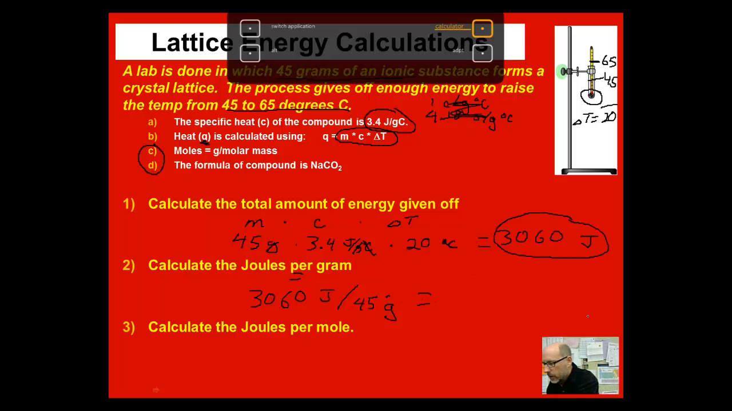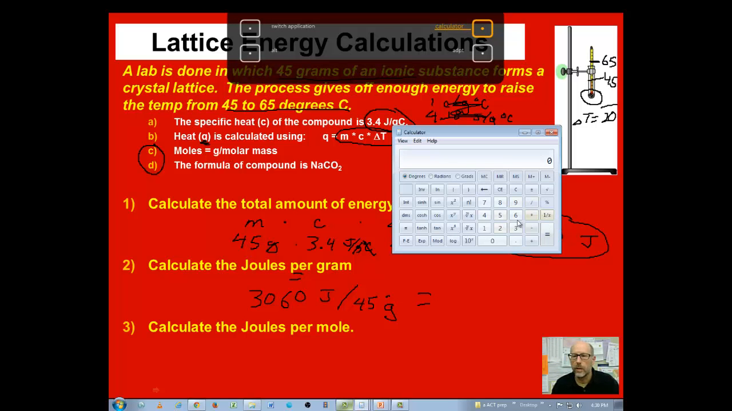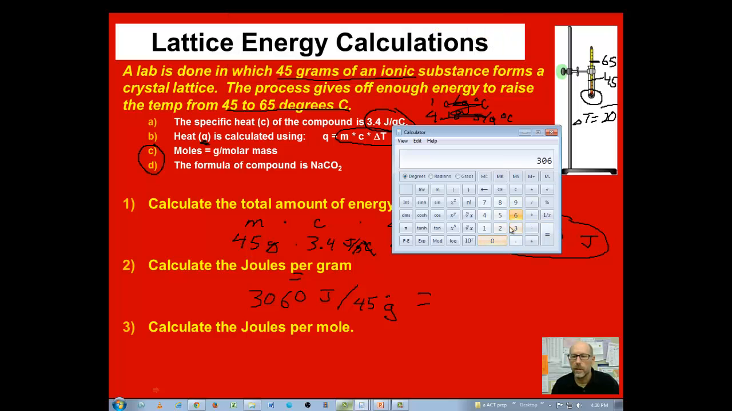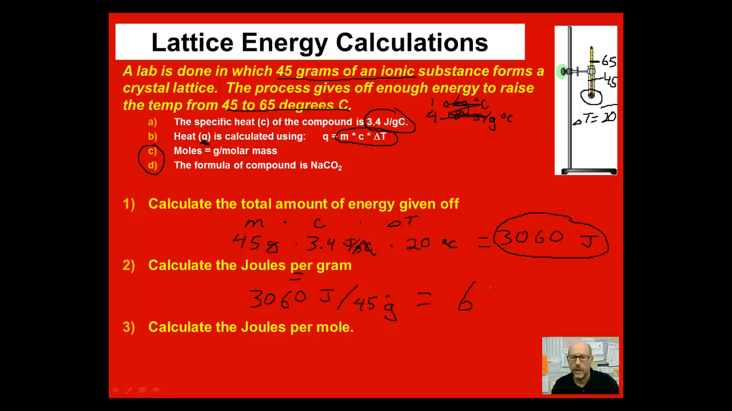Let's conjure up our calculator and take 3060 and divide by 45. And our answer ends up being 68 joules per gram. So nothing cancels there, so we keep them both, joules per gram. Good. That's how much energy 1 gram of this substance gives off. And a lot of chemistry is about energy, as you will find out.